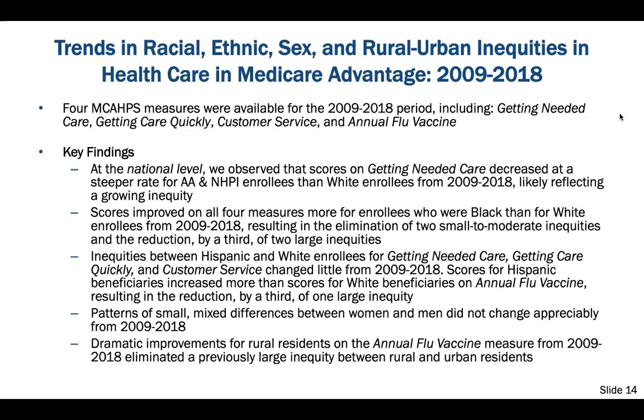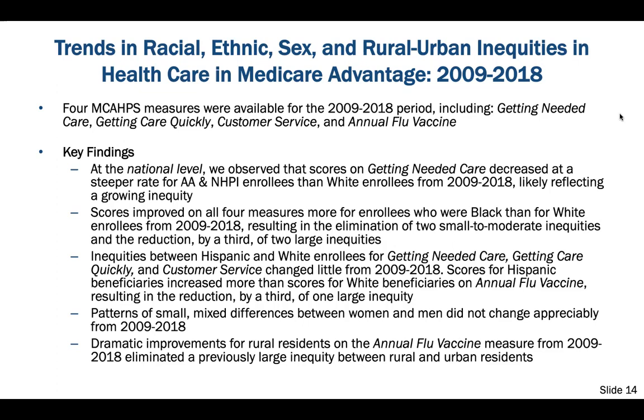The next slide describes some of the findings from one of our recent reports. This is a trend report. This report considered race, ethnicity, sex, rurality, and it looked at these measures that I just described over a 10-year period, ending a couple years before the start of the COVID pandemic.